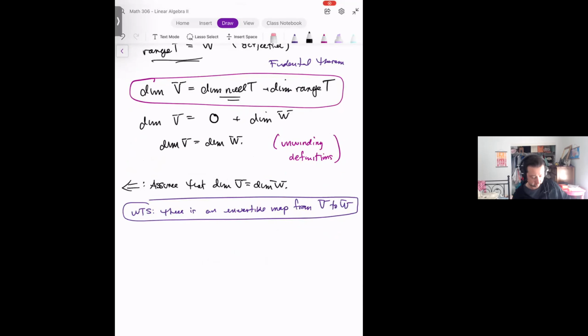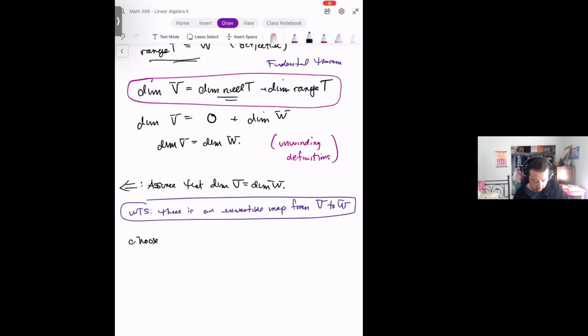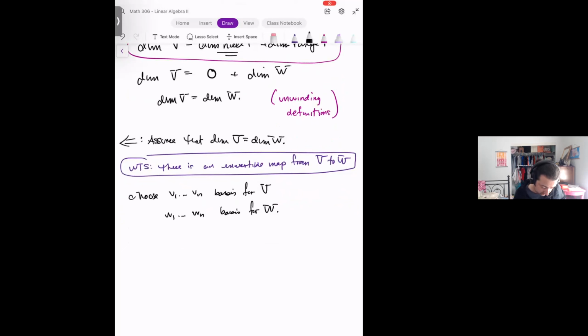So consider this map. Choose V1 to Vn to be a basis for V. And because V and W have the same dimension, I can pick W1 to Wn to be a basis for W. Those lists have the same length because the dimensions are the same, which is why I've used n as the subscript for both. And here's the map. Let T be the map that takes any linear combination of the V's and turns it into a linear combination of the W's.